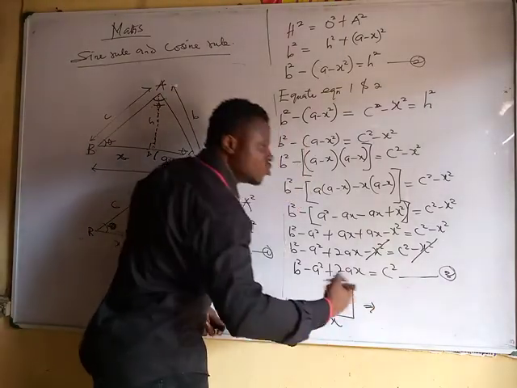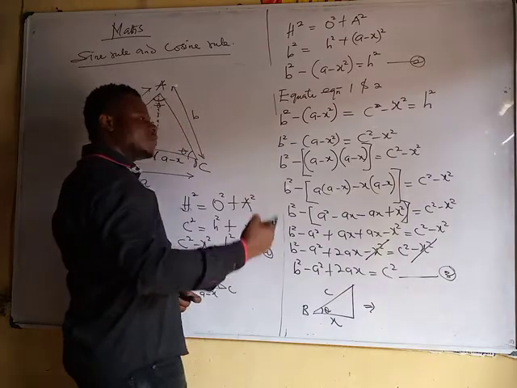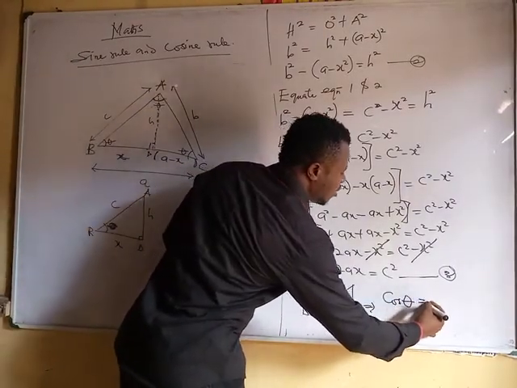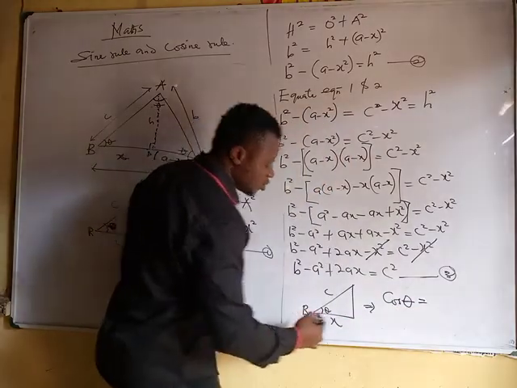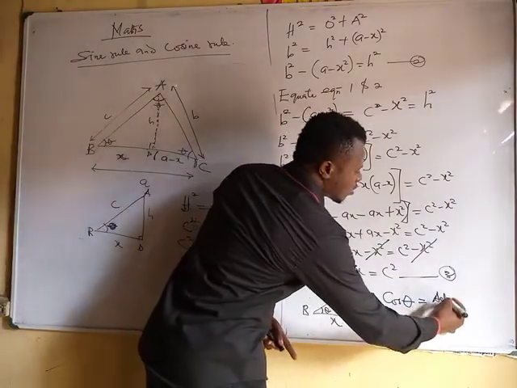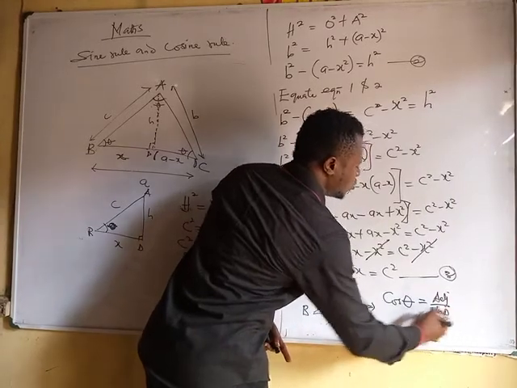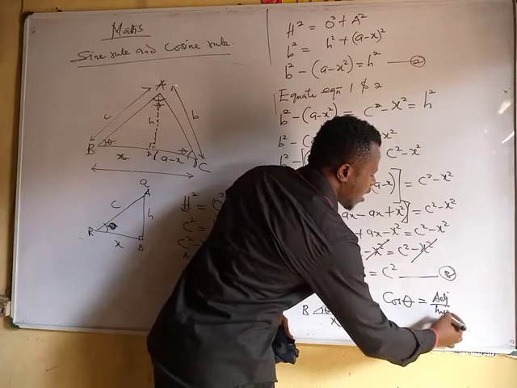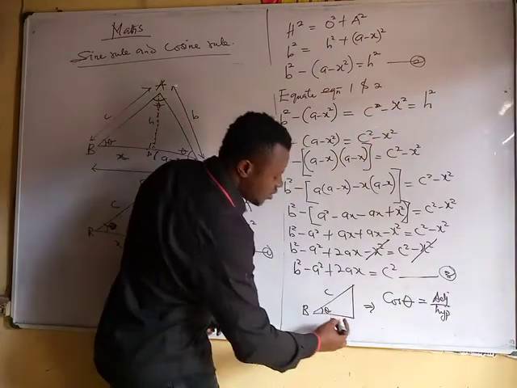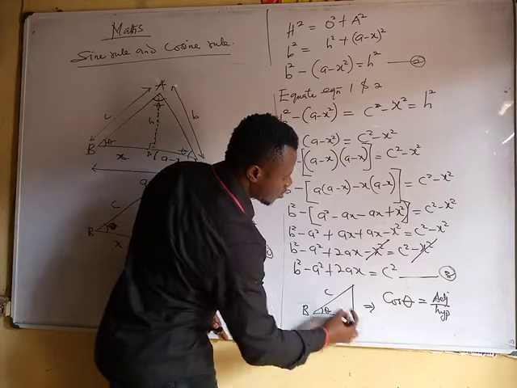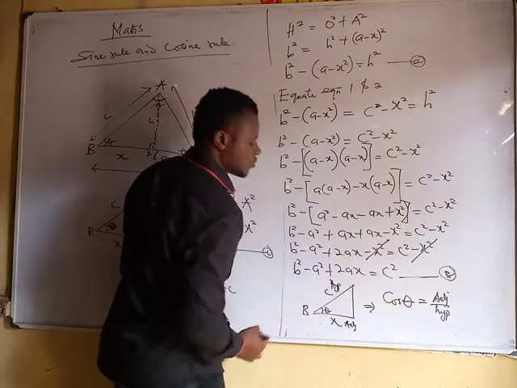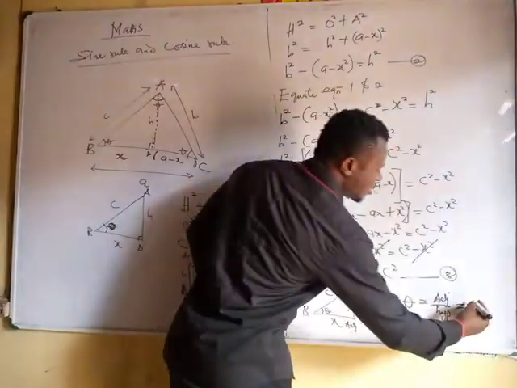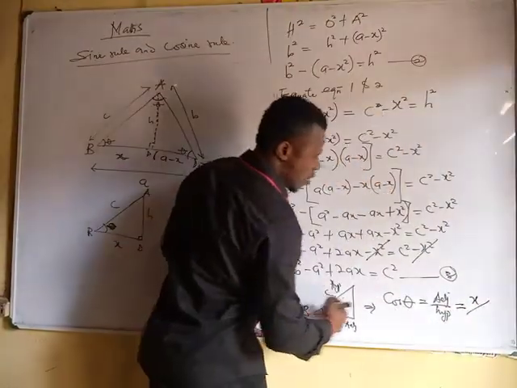For us to define the cosine rule, cos of theta is equal to, cos of this angle is equal to adjacent over hypotenuse. Adjacent over hypotenuse. And this is our adjacent. This is our hypotenuse. Here is our opposite. So which means our adjacent is s over our hypotenuse is c.